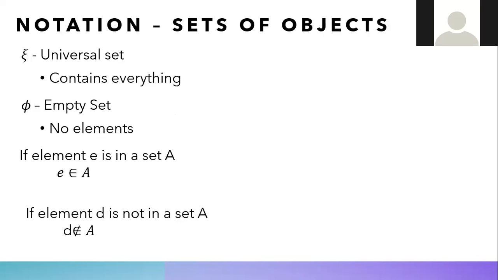Some more notations that we use in sets: we have our universal set notation. This symbol, if you see it anywhere, means that it contains everything. So the universal set contains absolutely everything. Then we have our empty set notation, and that means there are no elements in this set. Then we have this notation: if element E is in a set A, we would write E is in set A. And instead of writing element D is not in set A, we can write this in shorthand, D not in A.